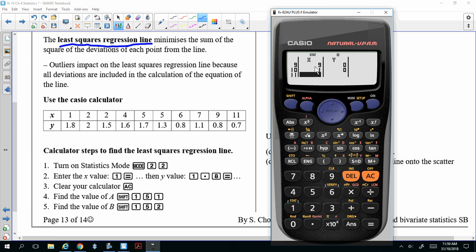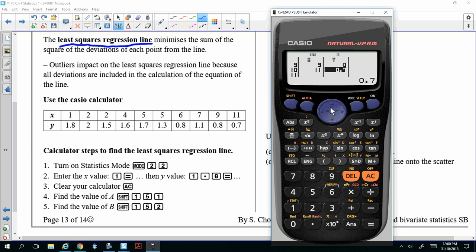There are 10 points. And then we just have to use your arrow key and go back to 1, and then change it to 1.8. It overwrites it. So write 1.8 equal, 2 equal. Does that make sense? And then we'll keep going. 1.5 equal, 1.6 equal, 1.7 equal, 1.3 equal, 0.8 equal, 1.1 equal, 0.8 equal, 0.7 equal. Done.